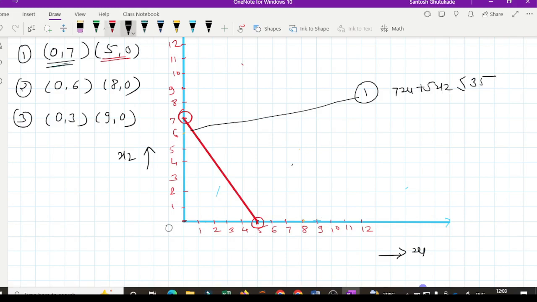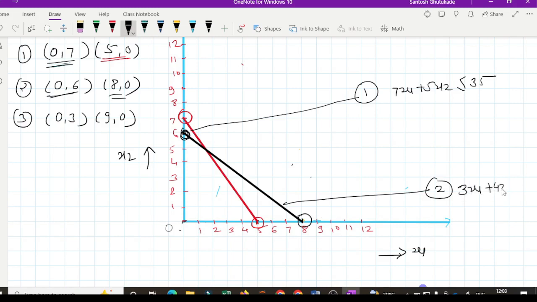Similarly for the second equation, you will get 0, 6. So here the first point is 0, another point is 6. So here you get this point 0, 6, and 8, 0, with 8 on the x-axis and y is 0. So here you got another point. Now again you have to join these 2 points and draw the line. So I have joined these 2 points and drawn the line. So this is your second equation line, 3x1 plus 4x2 is less than or equal to 24.